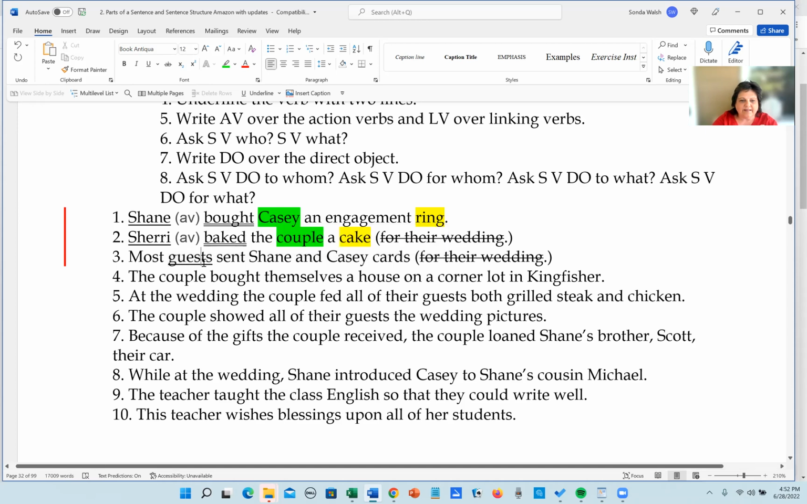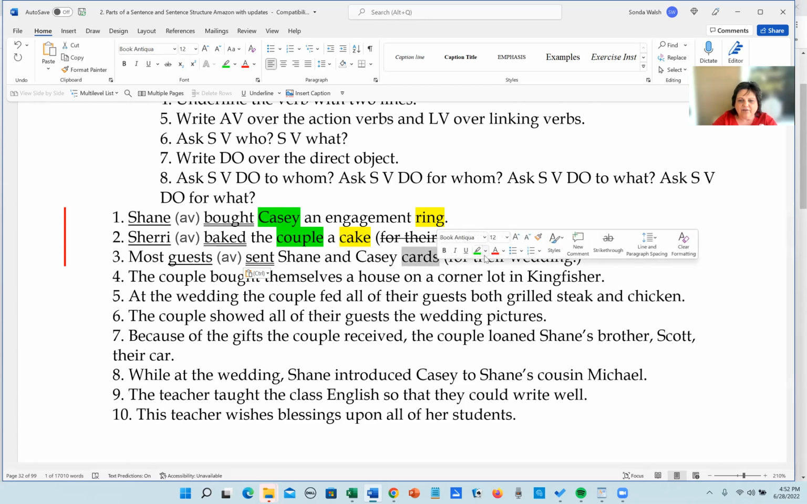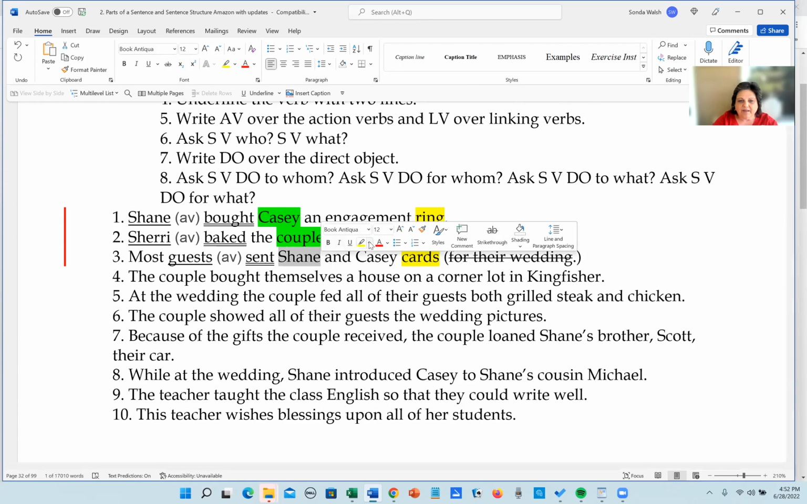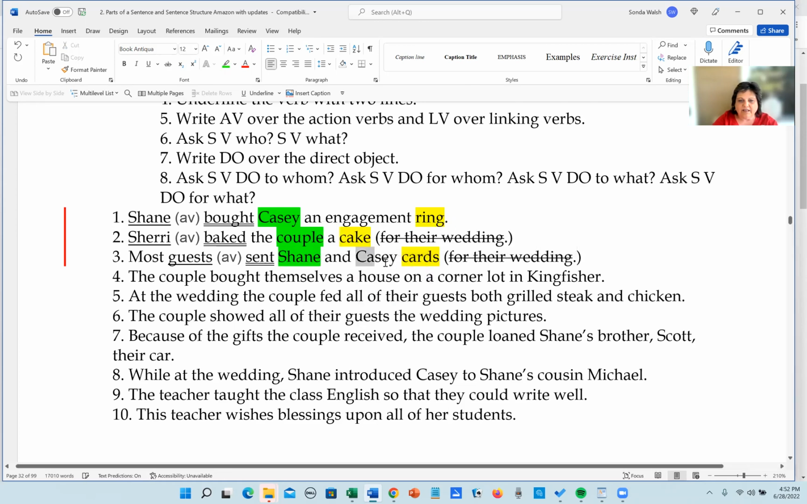What did the guests do? They sent. Sent is our verb. We need to identify what type of verb, and it's an action verb. So guests sent what? Guests sent who? Guests sent cards. And again, you can look at the format of where things are located. Always go towards the end for our direct object. Guests sent cards to whom? To Shane and Casey. So Shane and Casey are the indirect objects in this sentence.